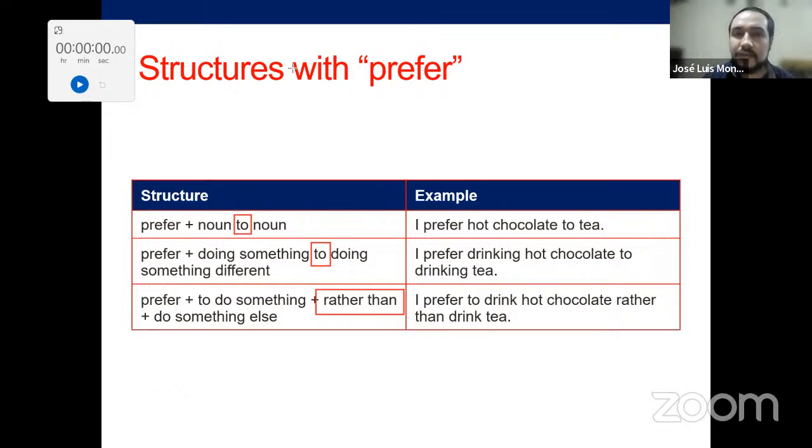Okay, but be careful. Again, if you have a noun here, you have to use a noun. What is a noun? Hot chocolate. Party. Cell phone. Anything that can be named. It's not an action. Don't say an action in the first example. Only nouns. In the second example, you can use gerunds and talk about activities: drinking, watching, staying, traveling, reading, and so on and so forth, right? And finally, the same activities, but with infinitive, and you use rather than.